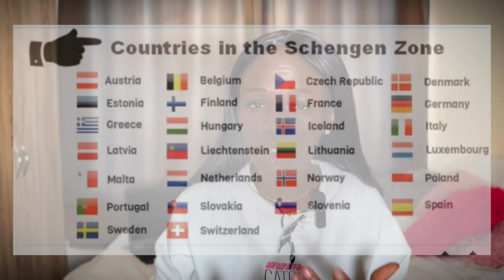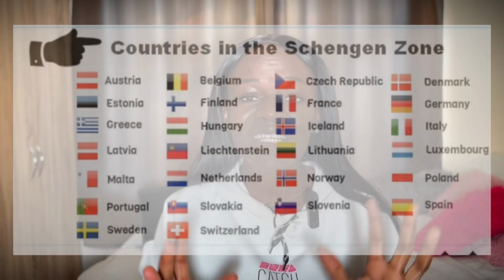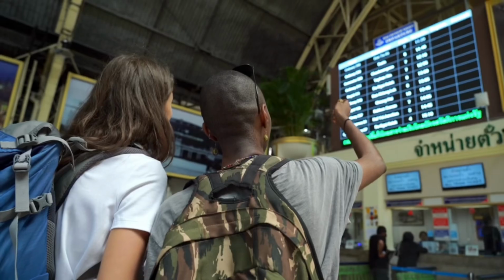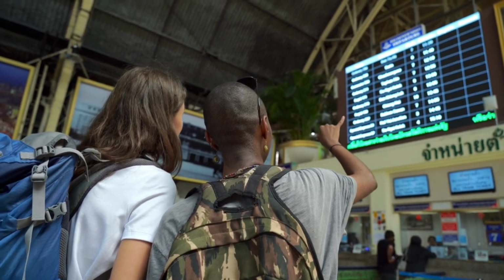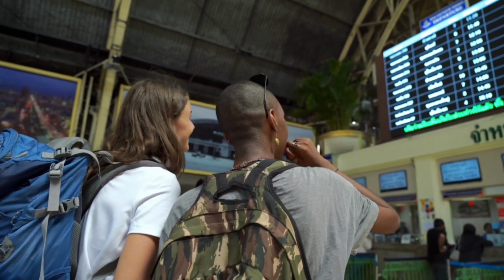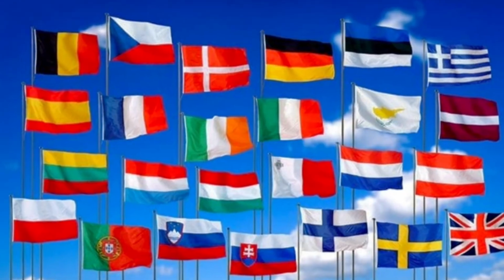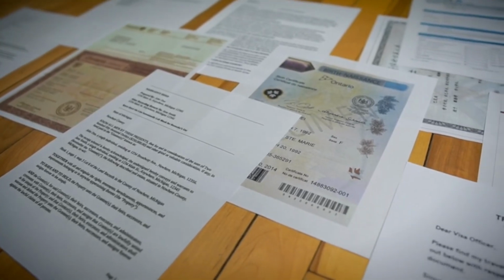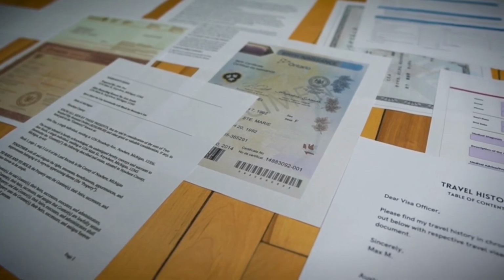So the Schengen area is a group of 27 countries in Europe that have abolished border controls between them. Okay, so what this means is that if you have a Schengen visa from one country, you can travel to all of the other countries in the Schengen area without having to apply for a separate visa for each country.